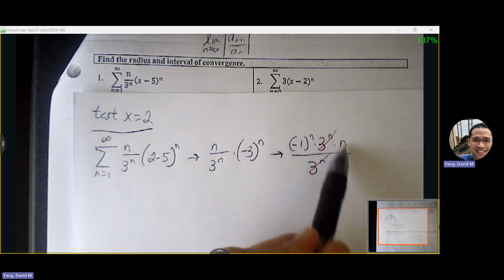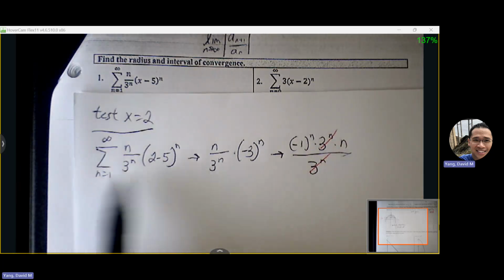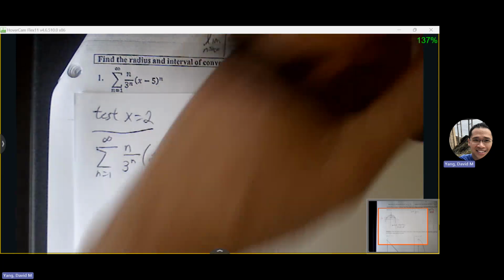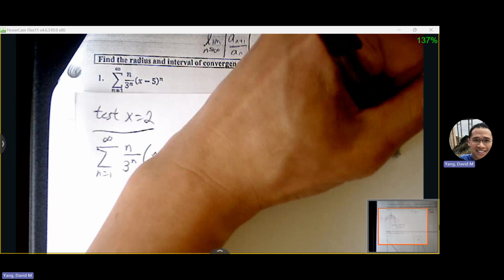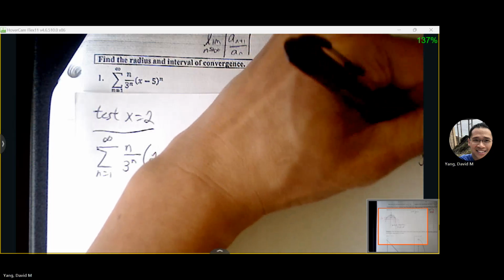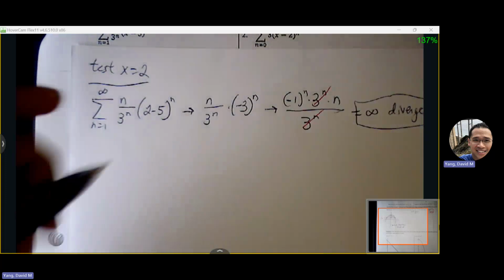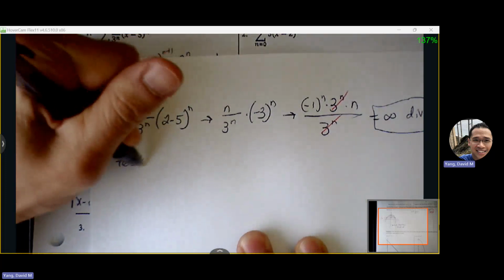This would fail by the nth term test, right? If n is approaching infinity, it doesn't matter that there's an alternating sign. This n is going up to infinity. So this diverges, right? So we would not include x equals 2. We know x equals 2 will diverge. Okay, so we'll test x equals 8.